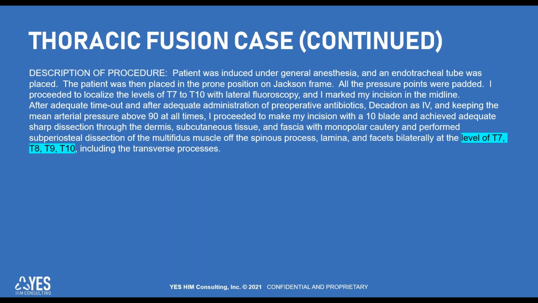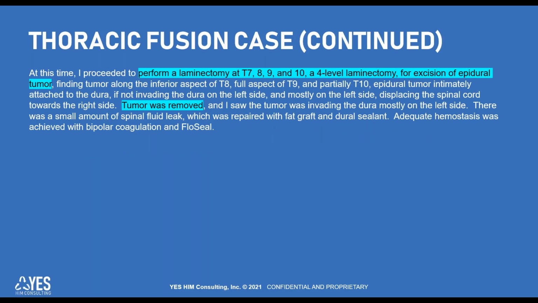So let's look at this op note a little bit more in depth. And like I said, I'm not going to read the entire thing, but the patient was brought into the operating room. The surgeon opened up the patient and proceeded to perform a laminectomy at T7, 8, 9, and 10 for excision of the tumor. The tumor was removed.